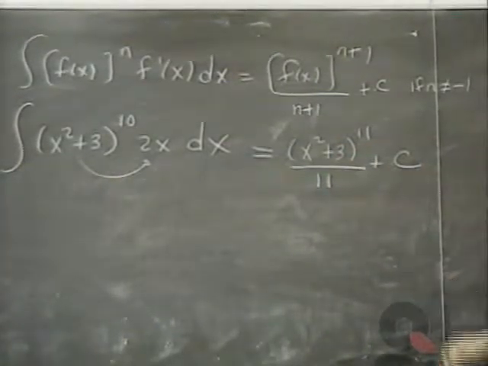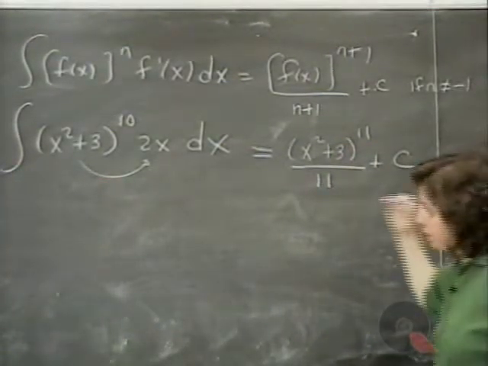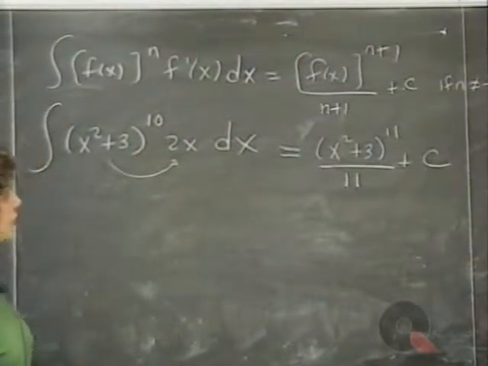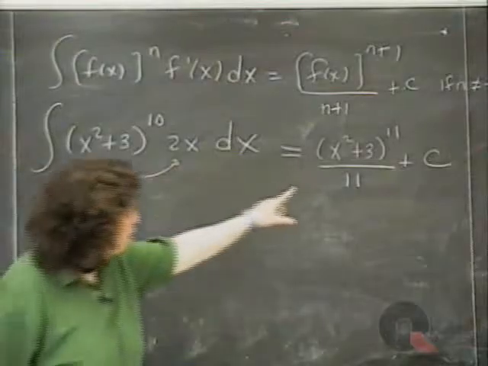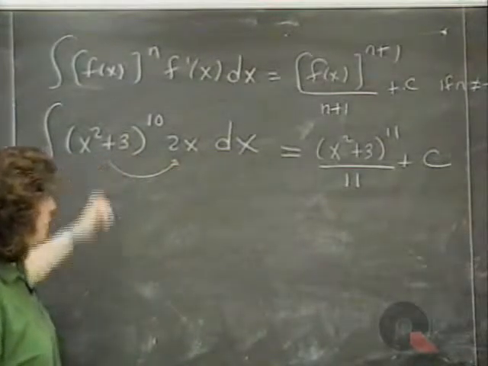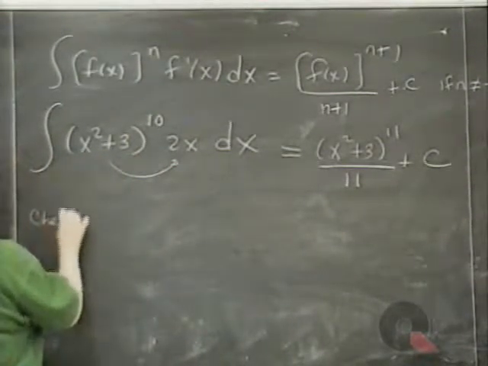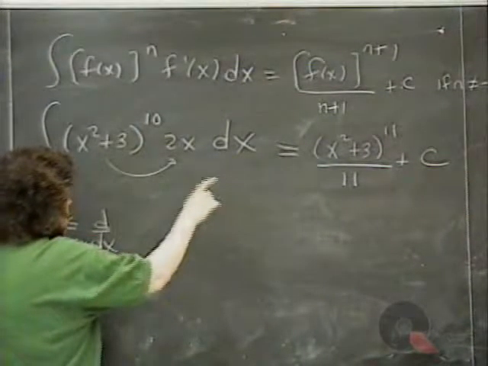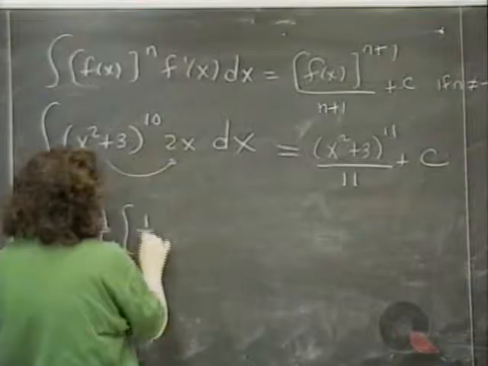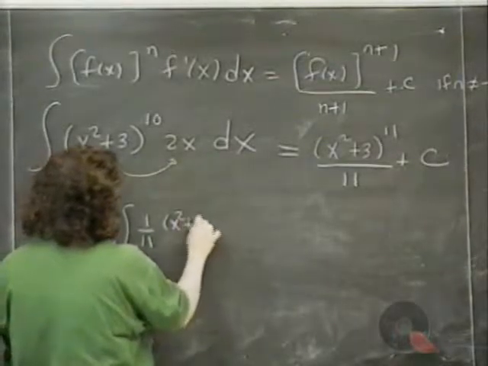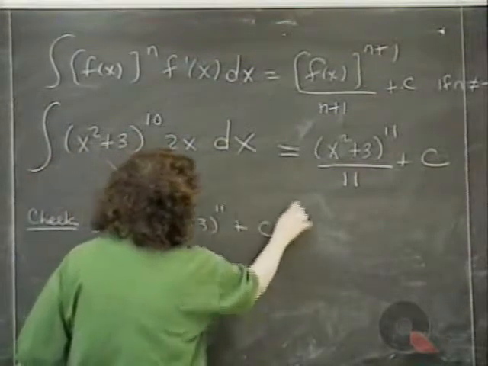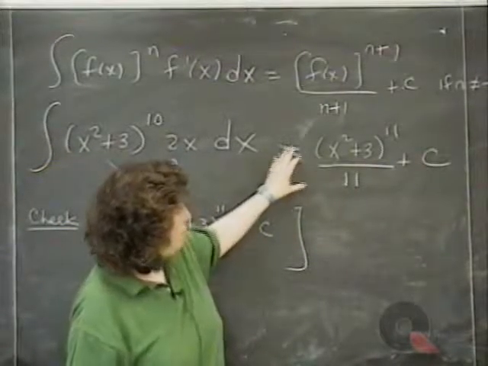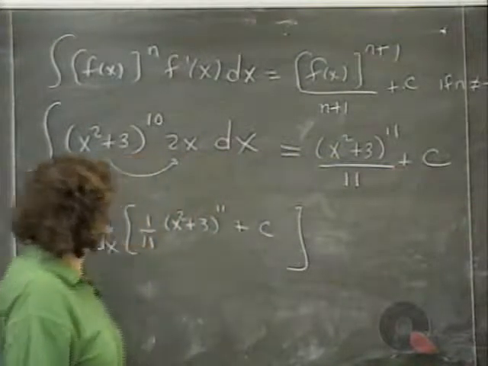Now, unlike differentiation formulas, each one of which has to be proved separately, to prove that the anti-differentiation works, all we have to do is differentiate the right-hand side and see that we get this. Let's check it. What is the derivative of 1/11 x squared plus 3 to the 11th plus c? Instead of dividing by 11, I wrote this 1/11th x squared plus 3 to the 11th.